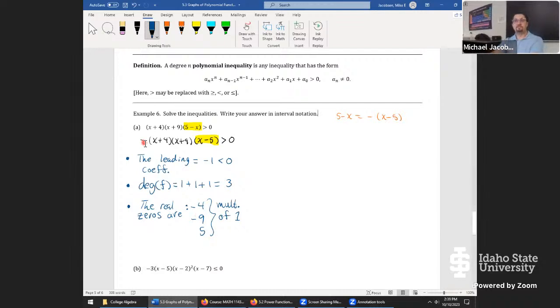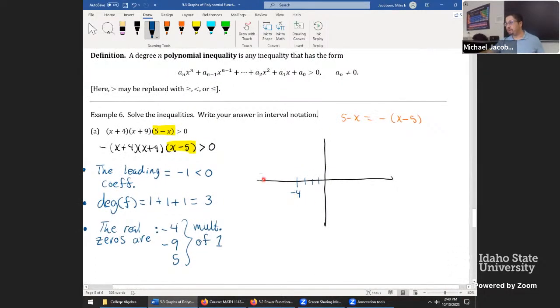So with all that information there, we're ready to come back to the original question, this up here, and solve the inequality. Any questions, folks, about these 3 bullet points so far? Okay, so here's our fastest possible graph. It doesn't have to be pretty. It just has to have the right qualitative information. First, I'll put down the zeros. They are at -4, -9, and 5. So 1, 2, 3, 4. Here's our first one.